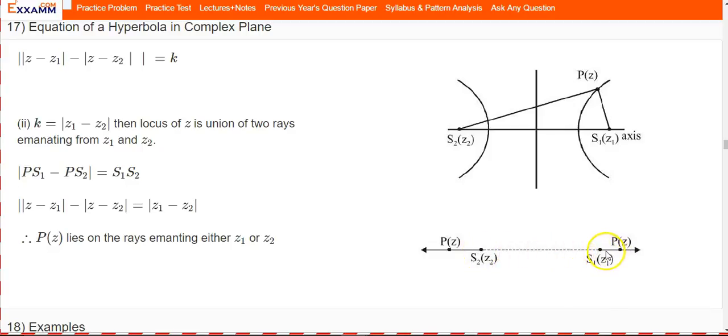But in case of a hyperbola, it has to be the other way around: z would lie anywhere on this line except on the segment joining S1 and S2, but on the rays emanating from S1 and S2. So these two would be the regions where z would lie if modulus of z1 minus z2 is equal to k here. So as in case of an ellipse, whenever we are given such a problem, the first thing we will check is whether modulus of z1 minus z2 is equal to k or not.